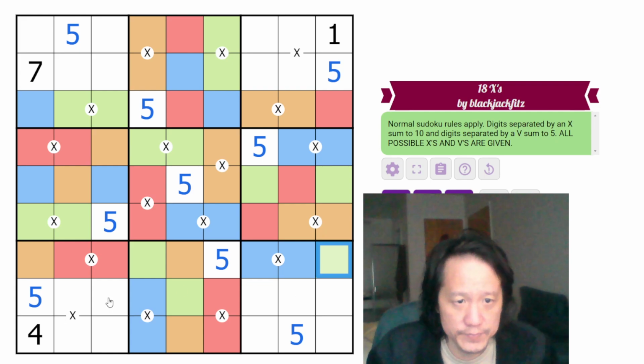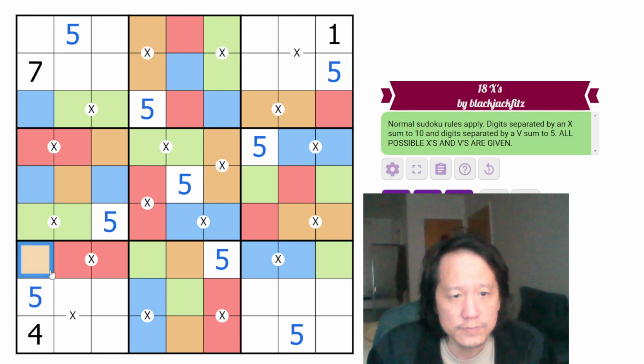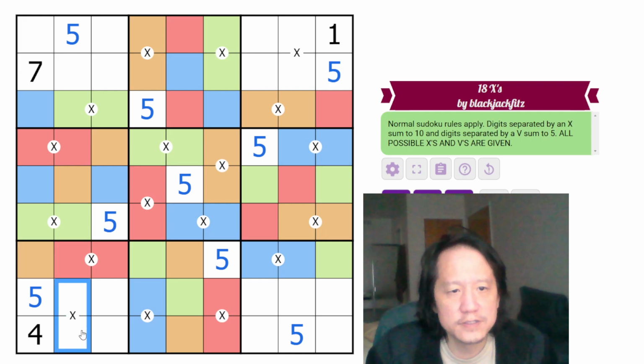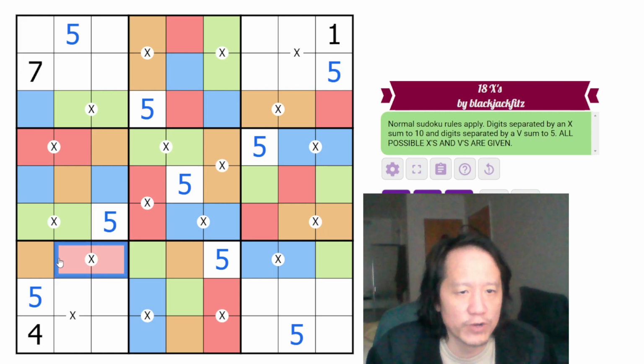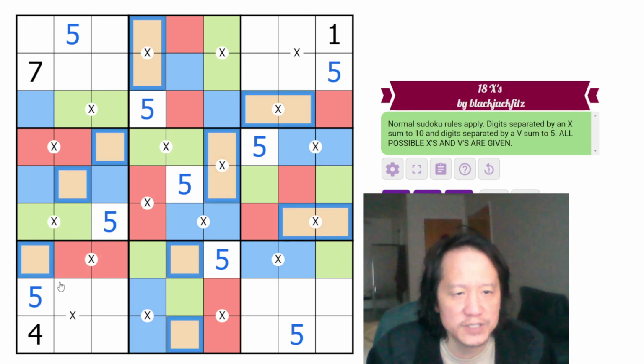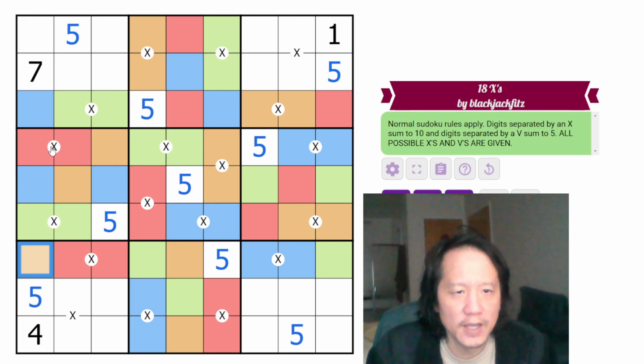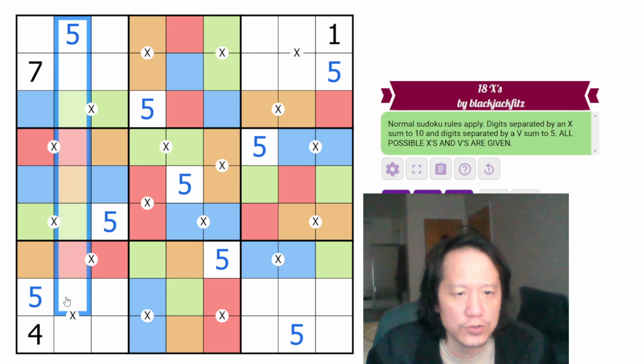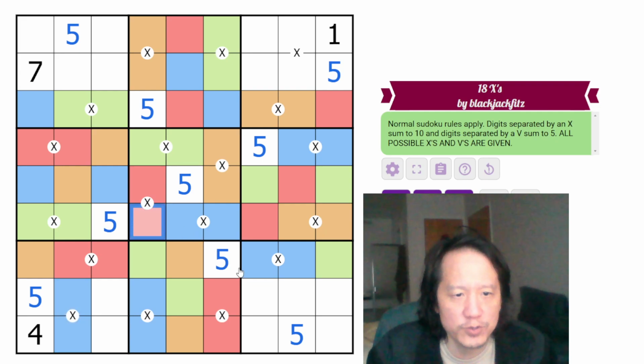Let's see. Therefore, this cannot be red, because the red already has two cells in box 7. Cannot be orange, because we already have one cell in box 7. And cannot be green, because we have two cells in column 2. Therefore, it must be blue also. So these are both blue.